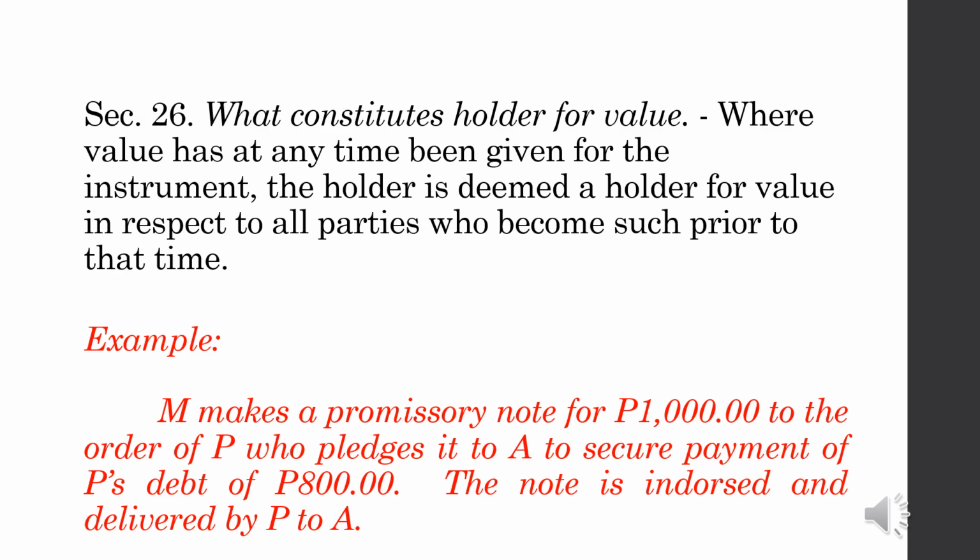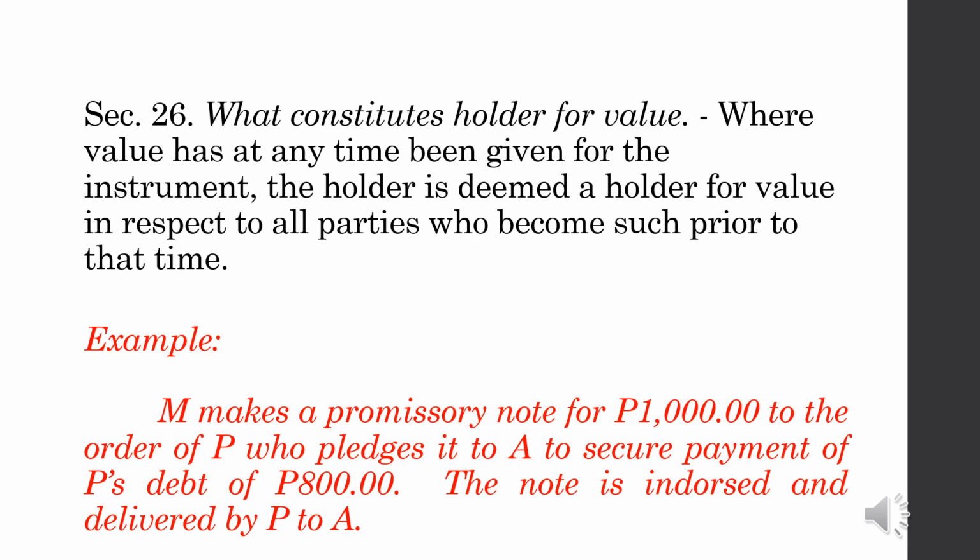Section 26. What constitutes holder for value? Here comes the first type of holder that you will encounter. This is so much part of Section 52 and Section 62. So kindly memorize this section. Section 26. What constitutes holder for value? Where value has at any time been given for the instrument, the holder is deemed a holder for value in respect to all parties who become such prior to that time.